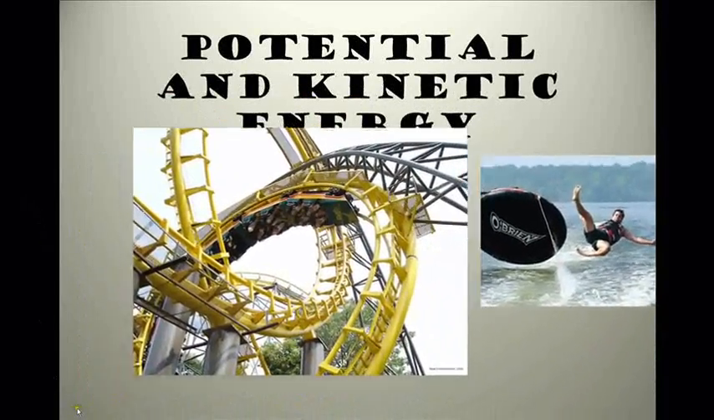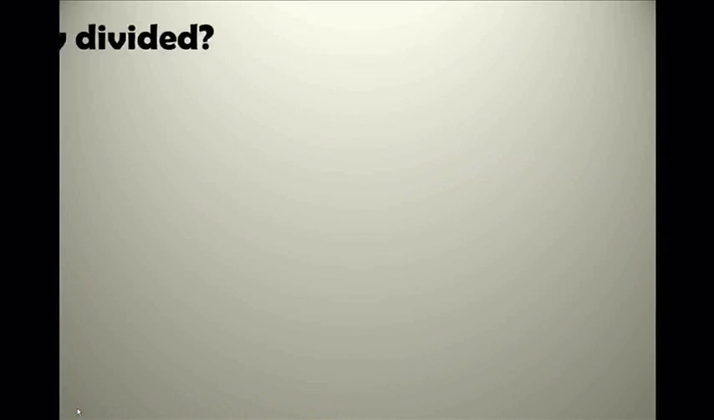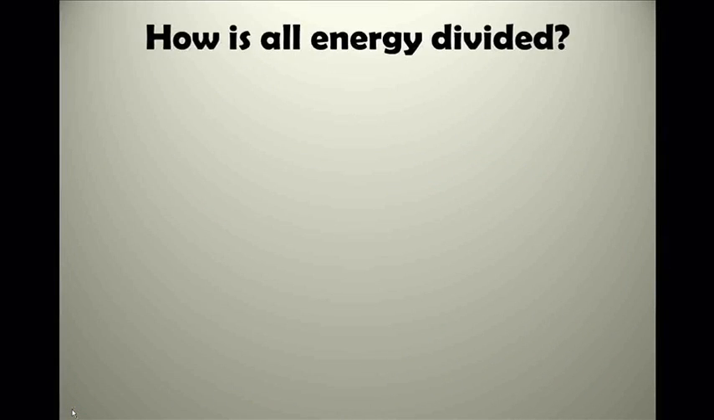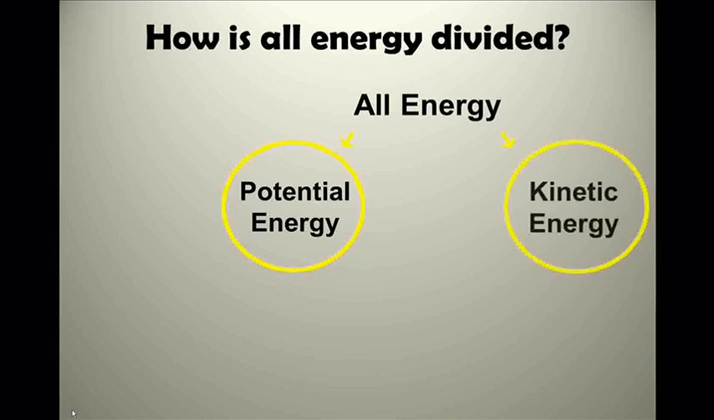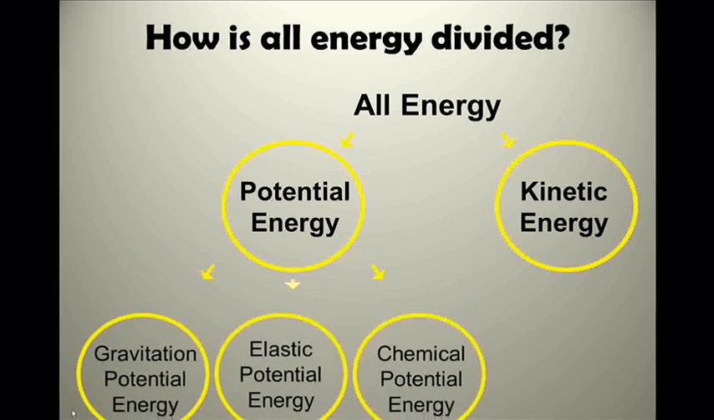Potential and kinetic energy. Those are the two main categories of energy we're going to be talking about. How is all energy divided? Well, we just said it's divided into two main categories. They are potential and kinetic.